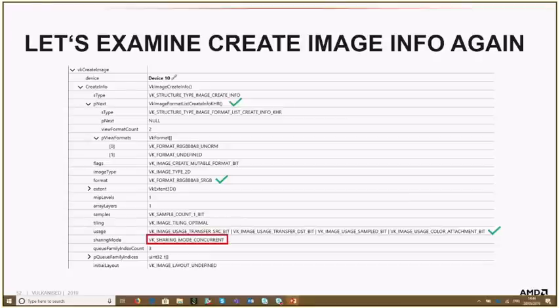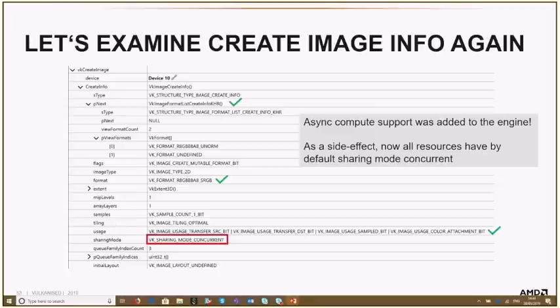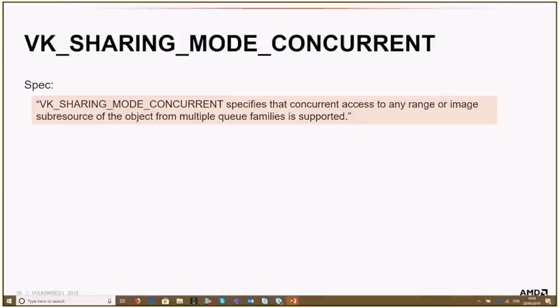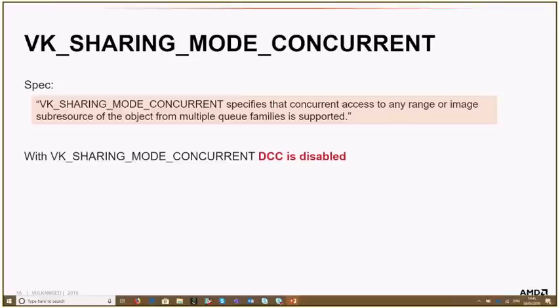Well, during the weeks when the developers added this, they also added async compute support actually. And as a side effect, now all resources had as default the sharing mode concurrent. And this was kind of like, whoops, because sharing mode concurrent actually disables DCC. And what does sharing mode concurrent do? Well, it makes it possible to access the resource from different queue families. And this is just a property which is not supported by our hardware, so it would be quite difficult to enable DCC, so it's just disabled basically.